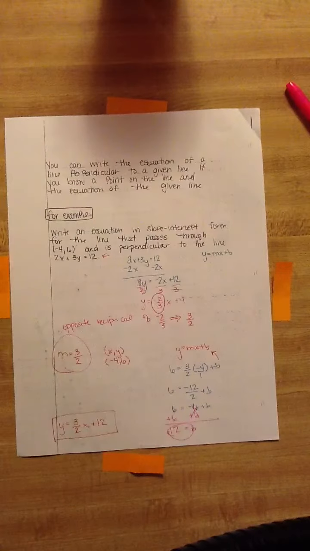Those perpendicular ones can be tricky. It's hard to remember that I have to find my opposite reciprocal first, then find b. Make sure when you're doing your homework that you are looking at that example and following it with the instructions so that it's not as difficult.